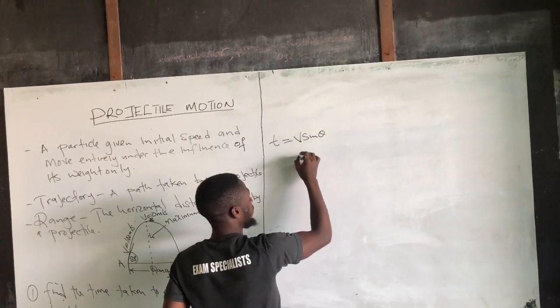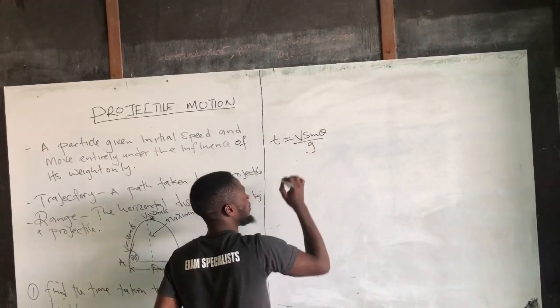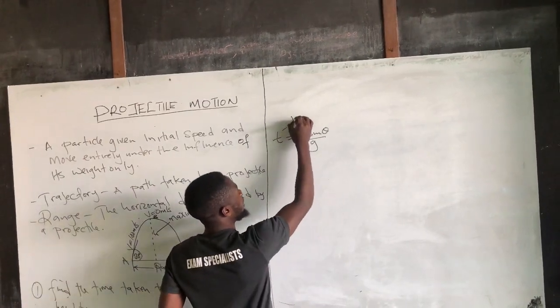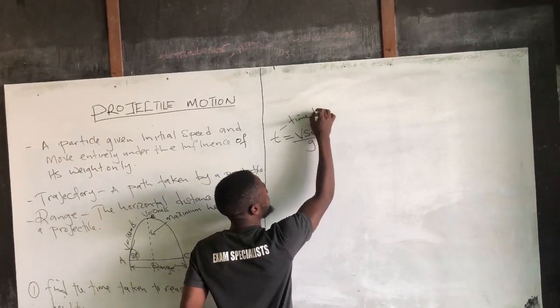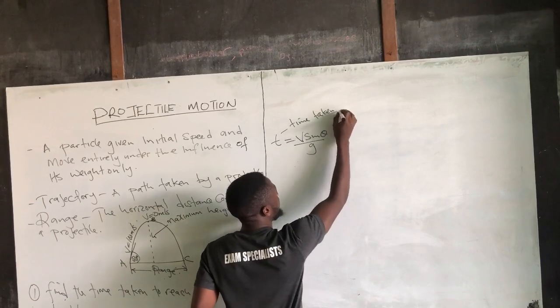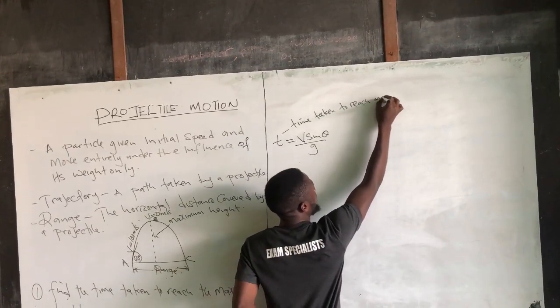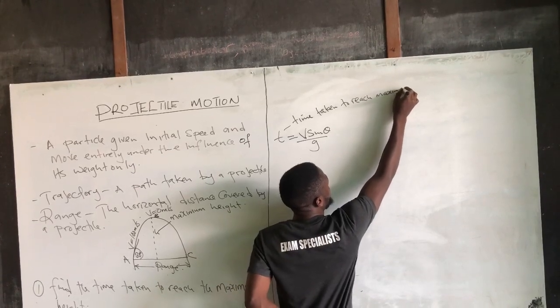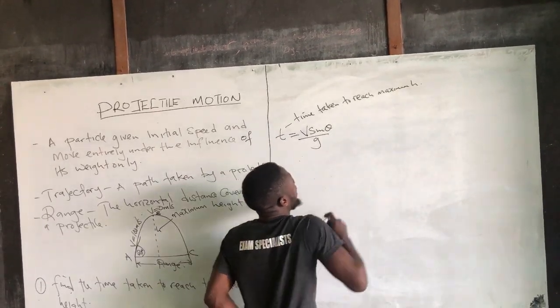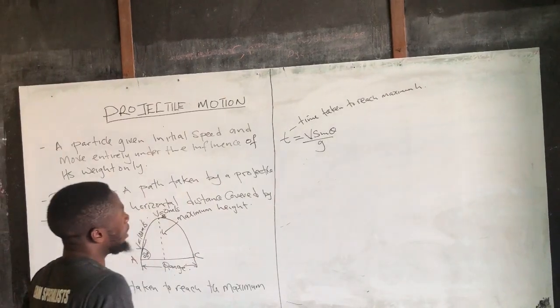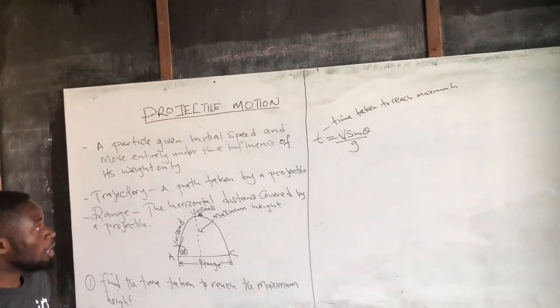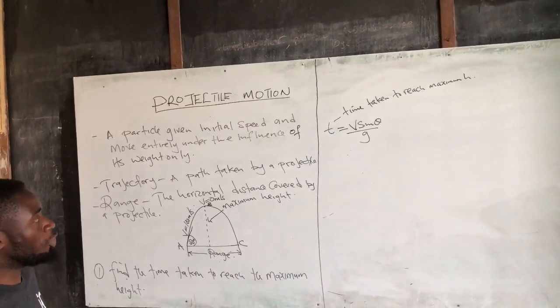theta, which is the initial velocity, over what? Over g. So this is what we call the time taken to reach the maximum height. The formula is T equals V initial sine theta over g.